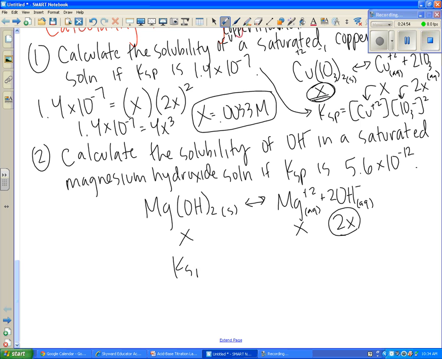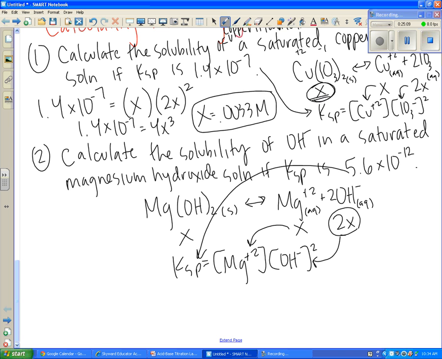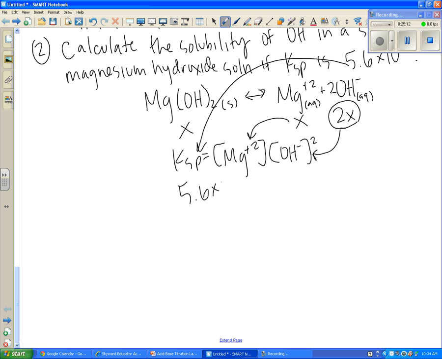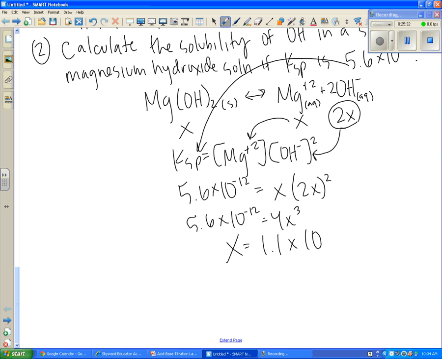We know that KSP is going to be equal to the concentration of the magnesium ion raised to the first times the concentration of the hydroxide ion raised to the second. We can plug in X here, 2X here, and then 5.6 times 10 to the minus 12 here. So 5.6 times 10 to the minus 12 is equal to X times 2X squared. So again, 5.6 times 10 to the minus 12 is 4X cubed. And we can solve for X by dividing by 4 and then taking a cube root. When I solve this, I get X is equal to 1.1 times 10 to the minus 4th molar.